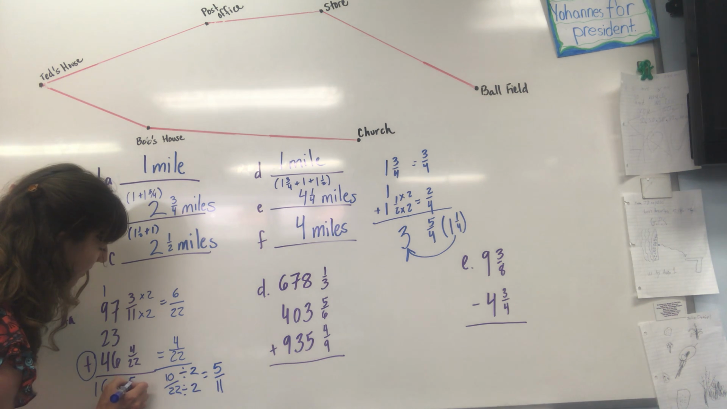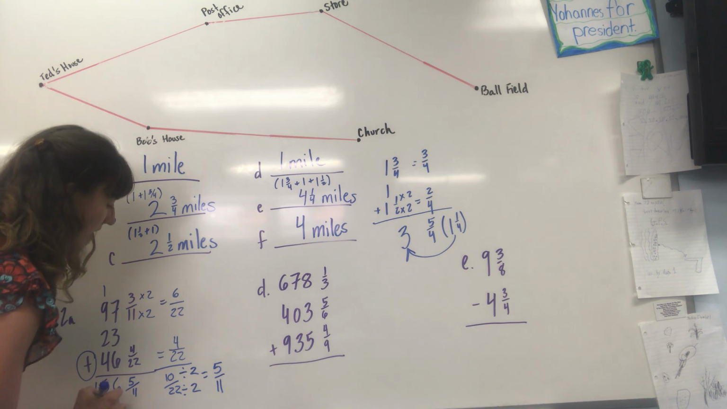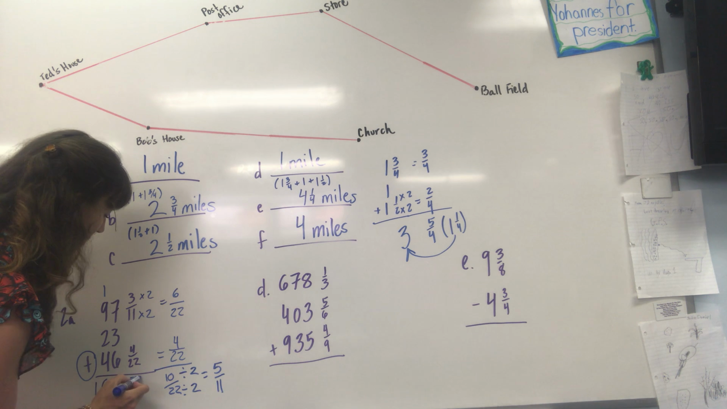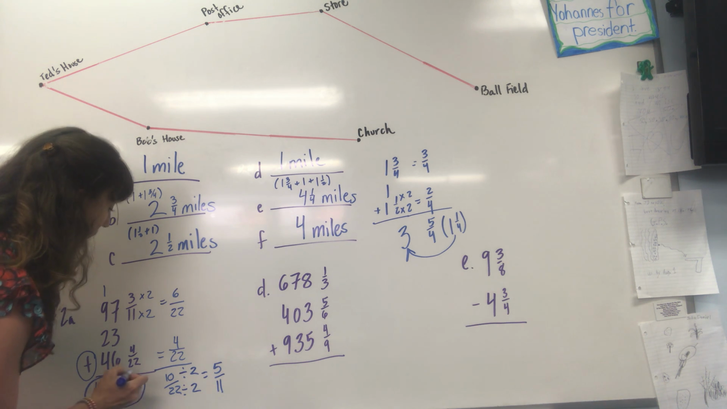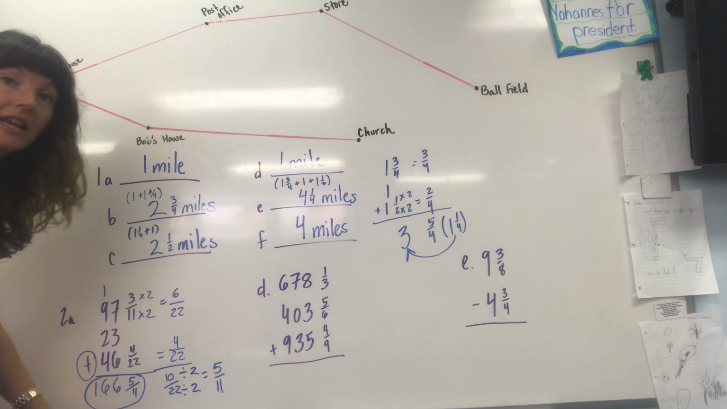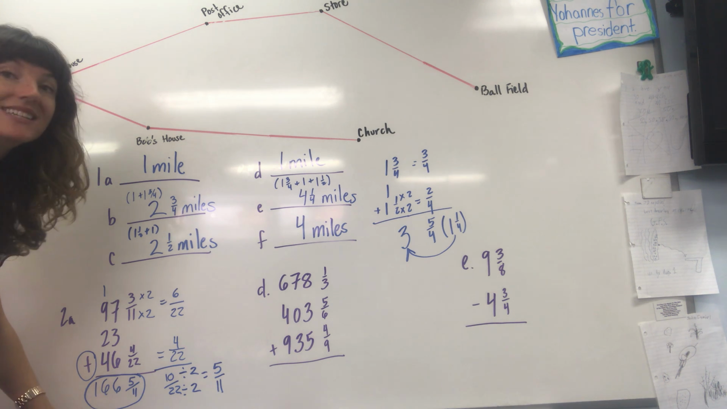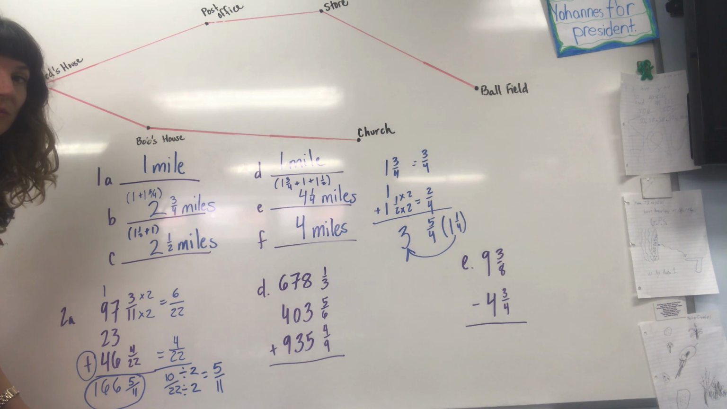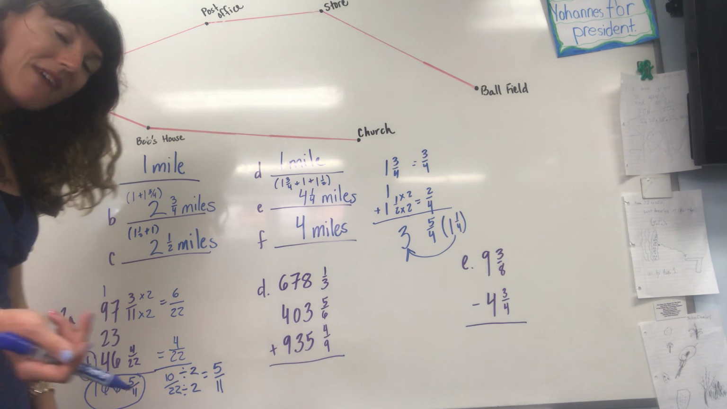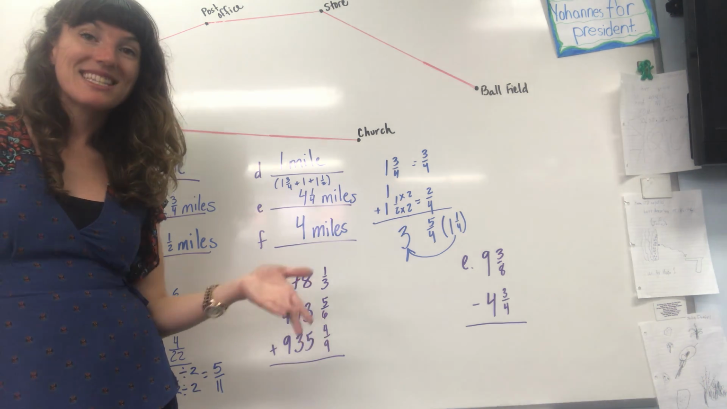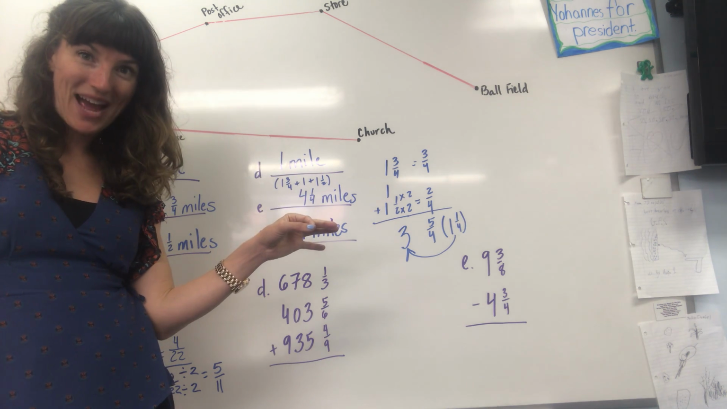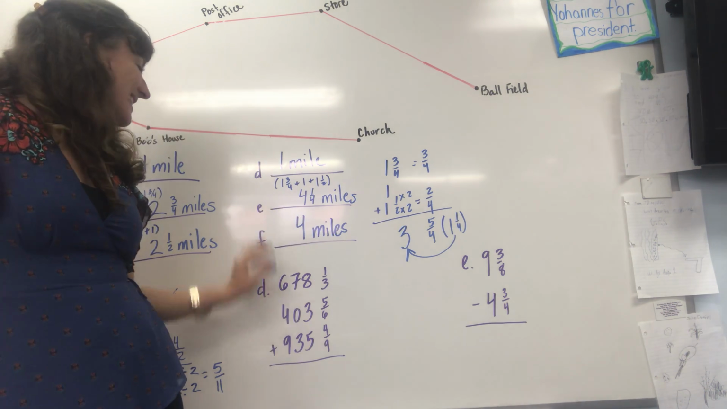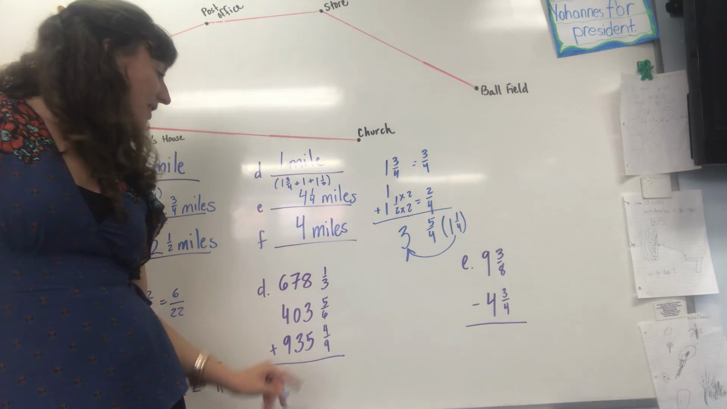So my final answer is 166 and 5/11. We need to see all of this work in your book. Okay? If you have your divisibility rules memorized and you have your times tables memorized, that's how fast your homework can go, okay? Let's do 1D together.